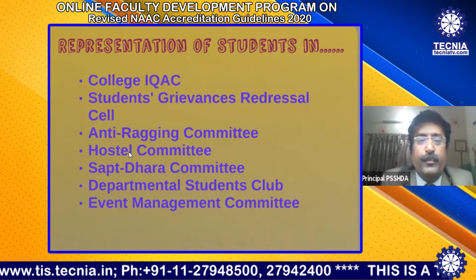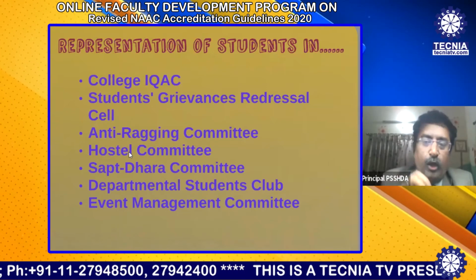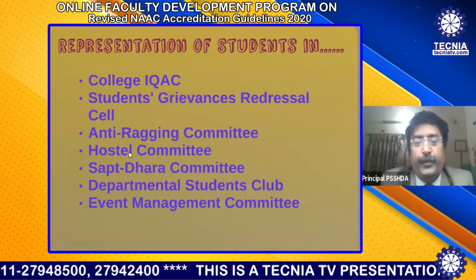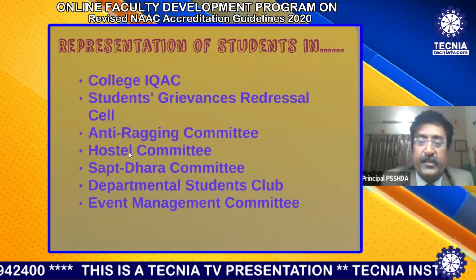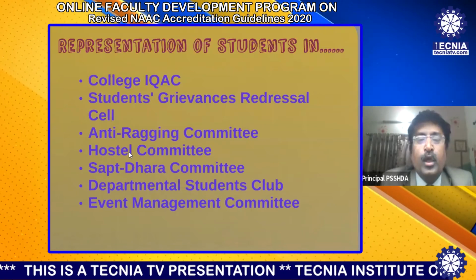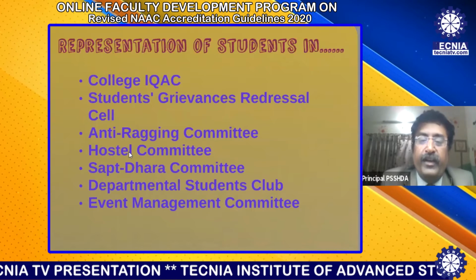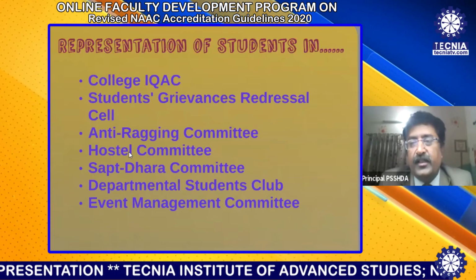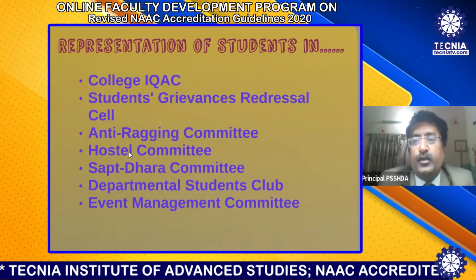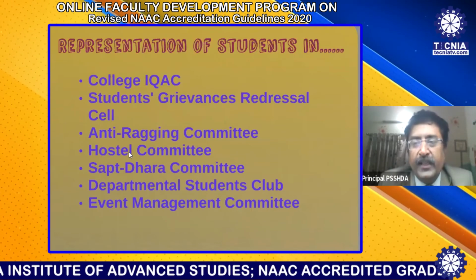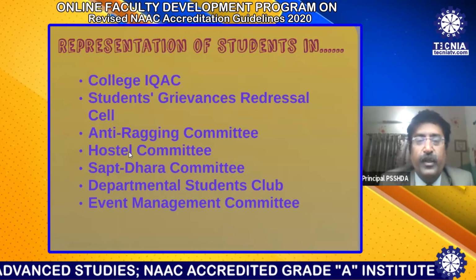Student participation must be in the anti-ragging committee, or if you are having hostels, then the hostel committee, Saptadhara committee, various departmental clubs. Then student representation should be in the departmental club, or if you are organizing any event, then you can have an event management committee, a central event management committee at a college. So in all the committees, student participants should be there. Then we can say that students can participate in each and every activity of the college.